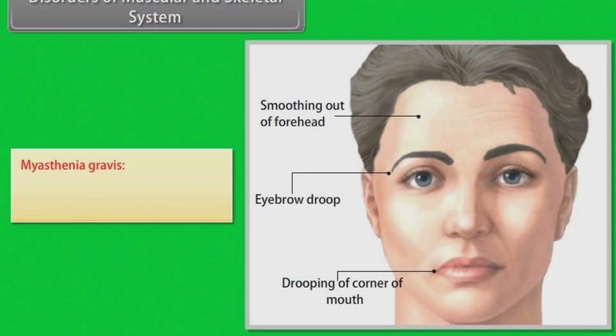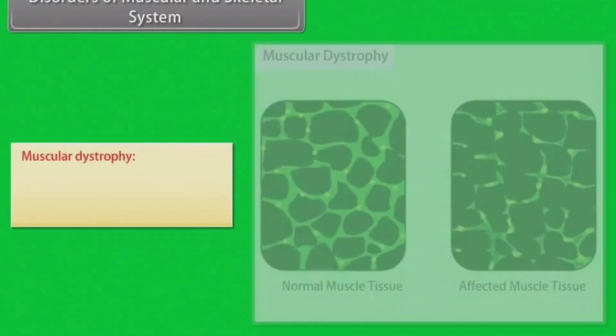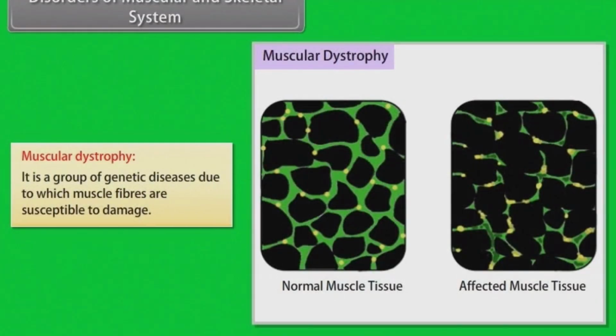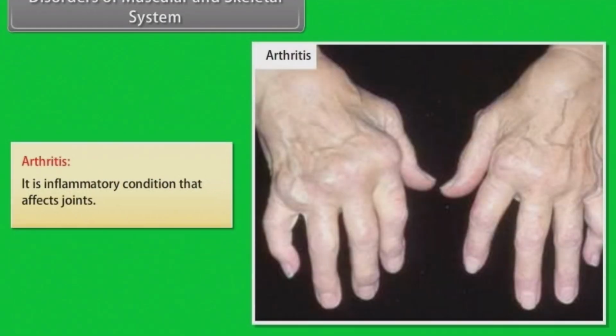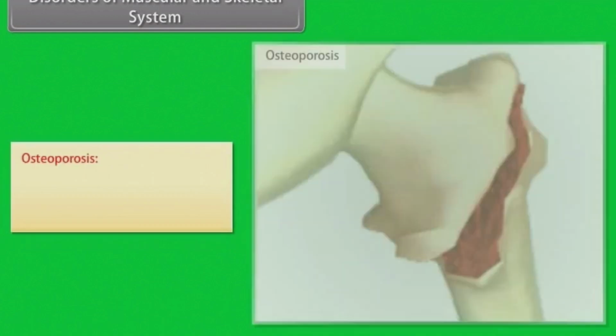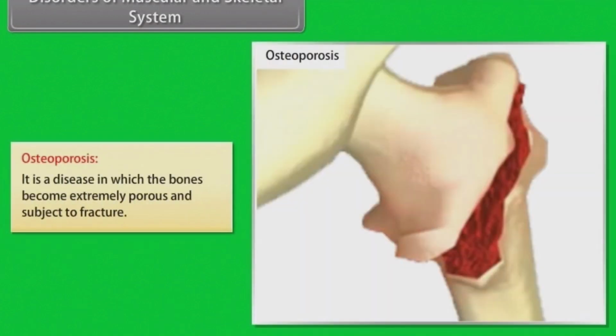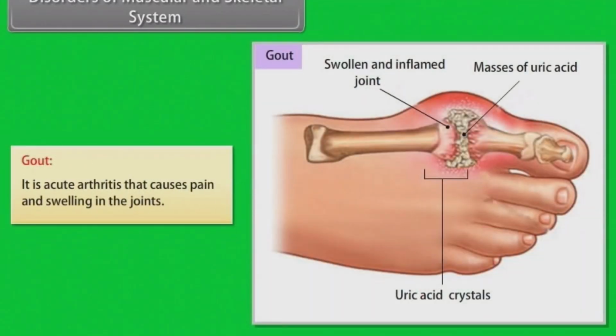Disorders of muscular and skeletal system. Myasthenia gravis. It is an autoimmune disease that causes weakness of muscles. Muscular dystrophy. It is a group of genetic diseases due to which muscle fibers are susceptible to damage. Tetany. It is an abnormal condition characterized by painful muscular spasms due to faulty calcium metabolism. Arthritis. It is an inflammatory condition that affects joints. Osteoporosis. It is a disease in which the bones become extremely porous and subject to fracture. Gout. It is acute arthritis that causes pain and swelling in the joints.